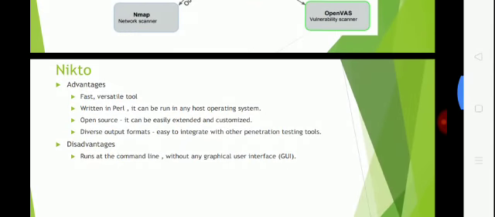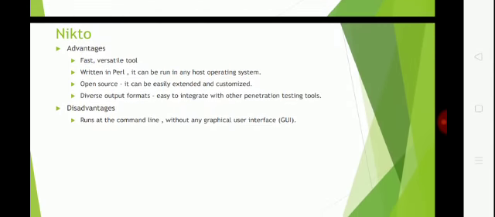Moving on to the advantages and disadvantages of Nikto. First, advantages of Nikto. It is a fast and versatile tool, and we have already said that Nikto is written in Perl, so it can be run on any host operating system, and it's open source, so it can be easily extended and customized. Diverse output formats are there, so it's easy to integrate with other penetration testing tools as well. And the disadvantage: it runs at the command line and without any graphical user interface.